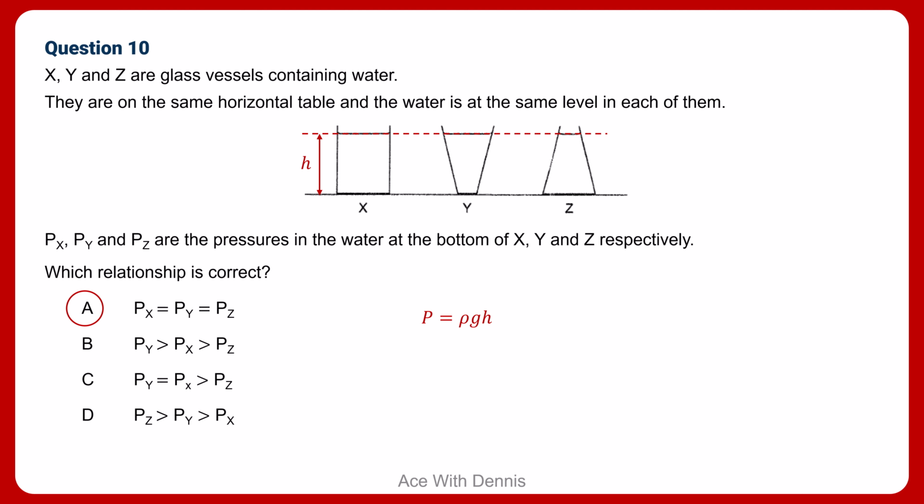So for these three containers, they have the same height. Hence, the pressures of X, Y, and Z are equal because they have the same height. The answer is A.